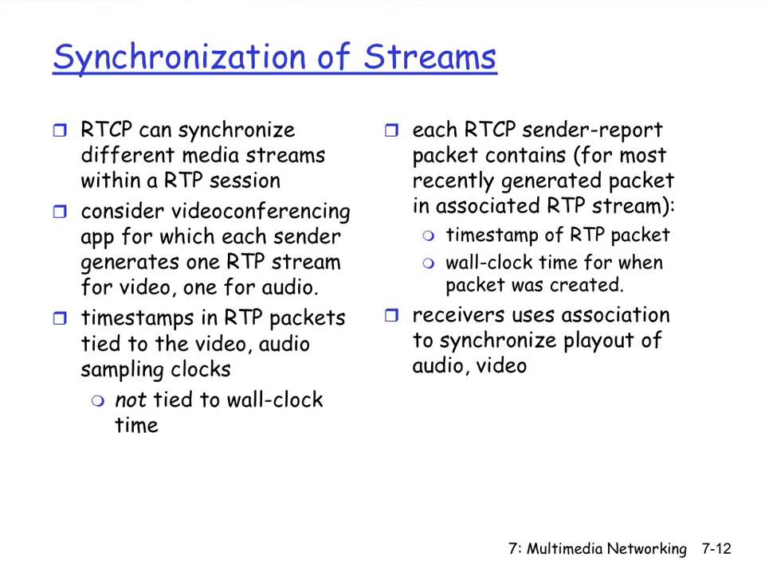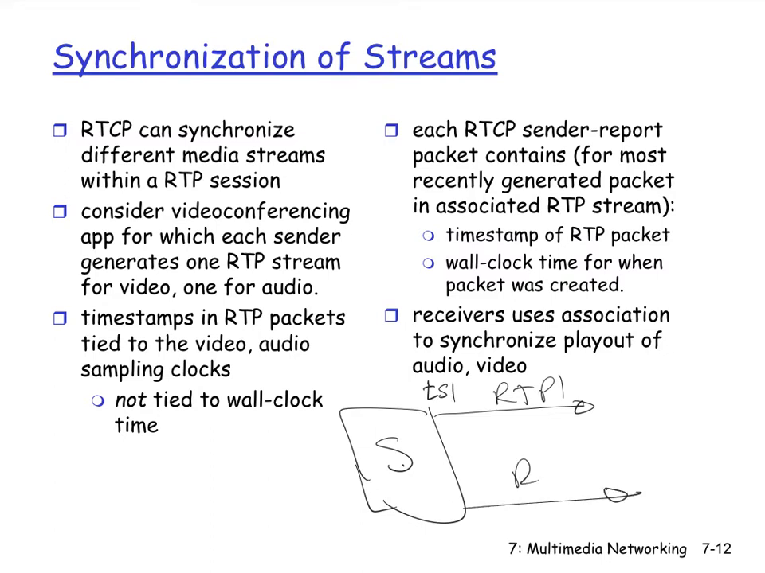So we have a source. We have one RTP stream, RTP1, which is for audio, for example, and this RTP1 has timestamp 1. And we have RTP2, which is, for example, video, and this one has timestamp 2. RTCP in that case uses what we call a wall clock. A wall clock is an absolute time, which is used as a reference time for both RTP1 and RTP2, or in other words, timestamp 1 and timestamp 2.